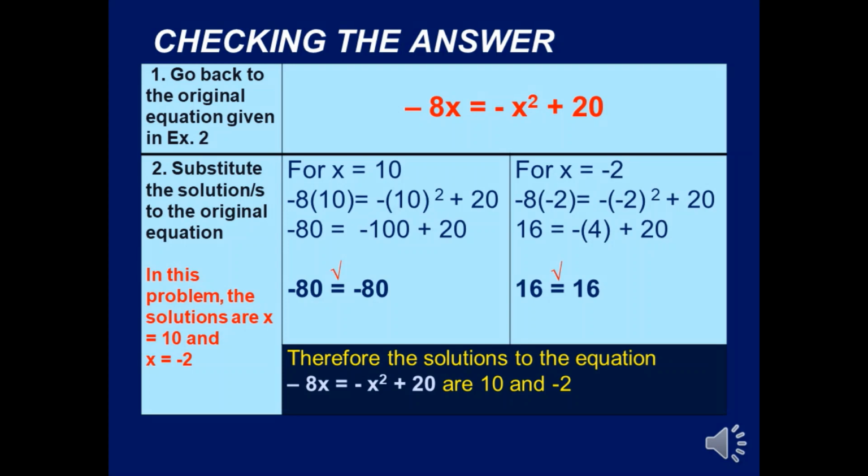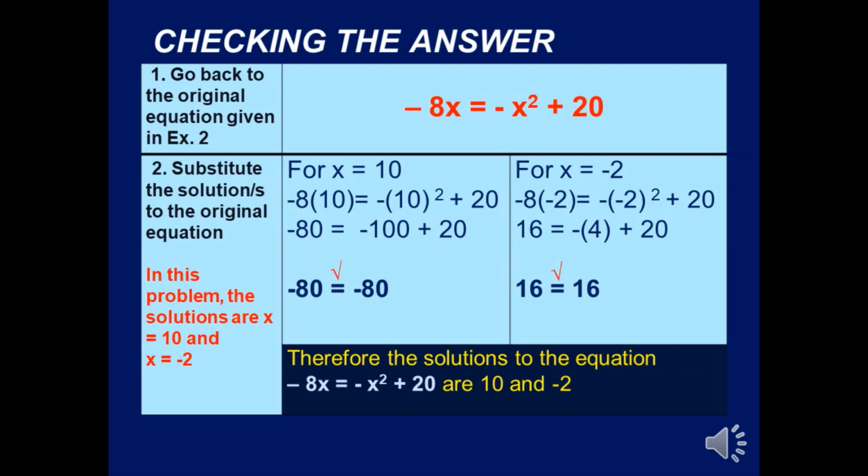second power plus 20. So negative 8 times 10 is negative 80. Then 10 squared is 100. Then don't forget, we have the negative sign outside the parentheses. Then plus 20. So we simplify it now. Negative 80 is equal to negative 80. Okay, how about for x is equal to negative 2?